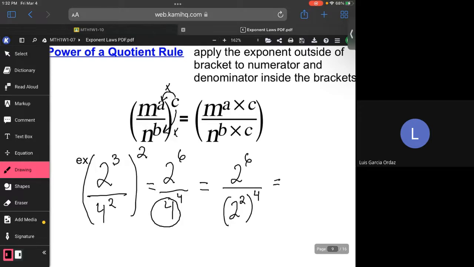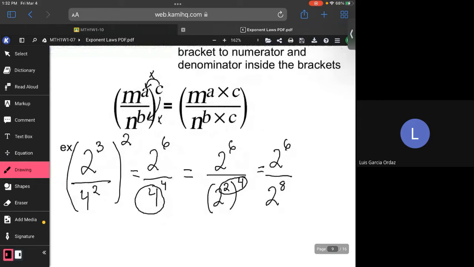So then how would I simplify this? Multiply. So what would my bottom number be? 8. And because I'm dividing exponents with the same base now, what would my final answer be? Laura? 2 to the power of negative 2.